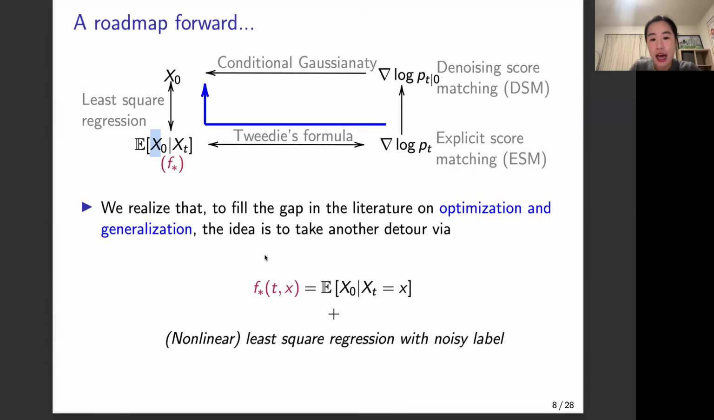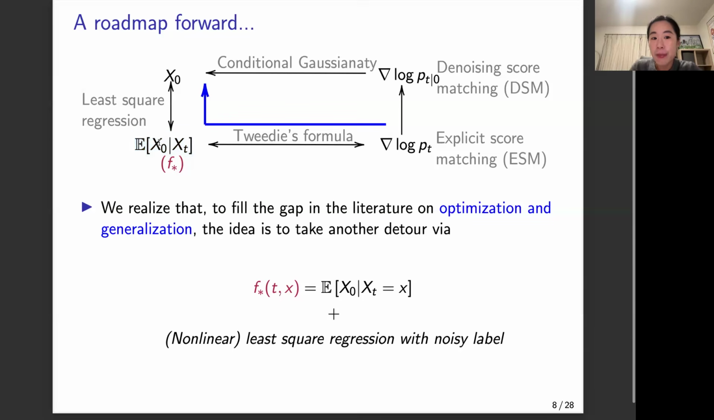We realize that if we define this quantity as f star t x, then we can use results in the nonlinear regression literature with noisy labels, because the initial data x0 can actually serve as an approximator to this f star function that we want to approximate. And this view of studying this intermediate quantity f star gives us a nice perspective to borrow results from the statistical literature to help us build up this foundation.